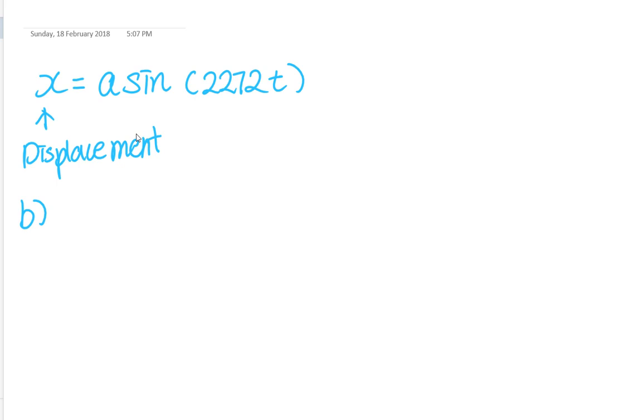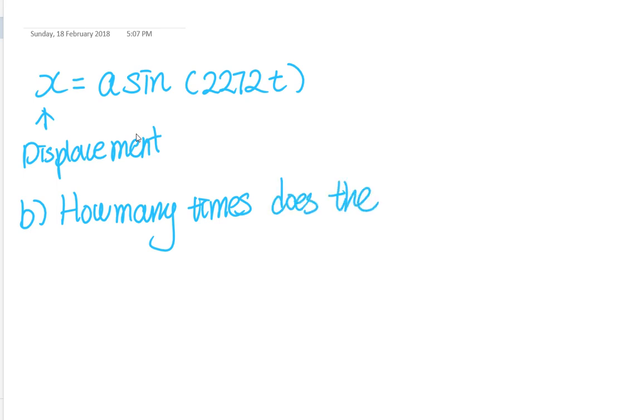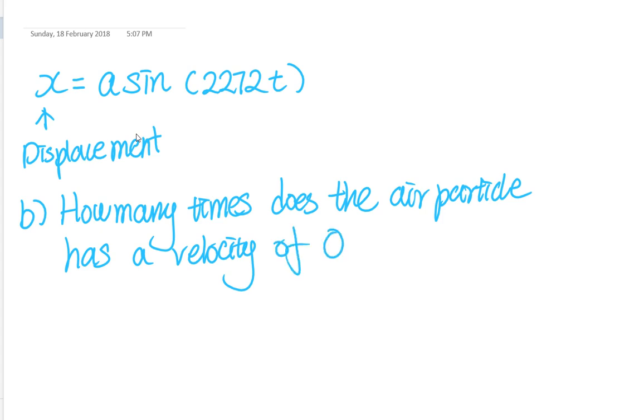Then one of the questions, I think it's question B or C, I forgot, was to find how many times in 1 second does the air particle have a velocity of 0. Right, that was the question, not the exact wording, but something like that.